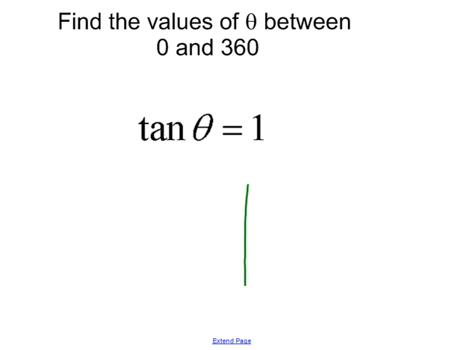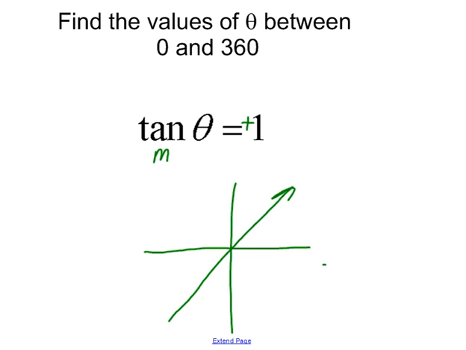Again, I always start with the idea, tangent is my slope. 1 is positive, so which quadrants will that put me in? And that's going to put me in my first quadrant and my third quadrant. Okay, so it's kind of an ugly line. I just want to draw at least going through the origin a little bit.